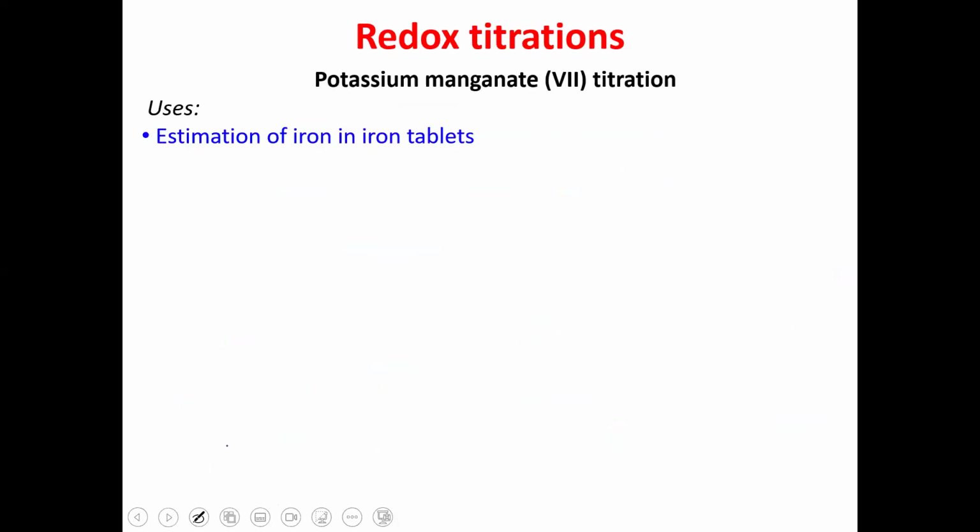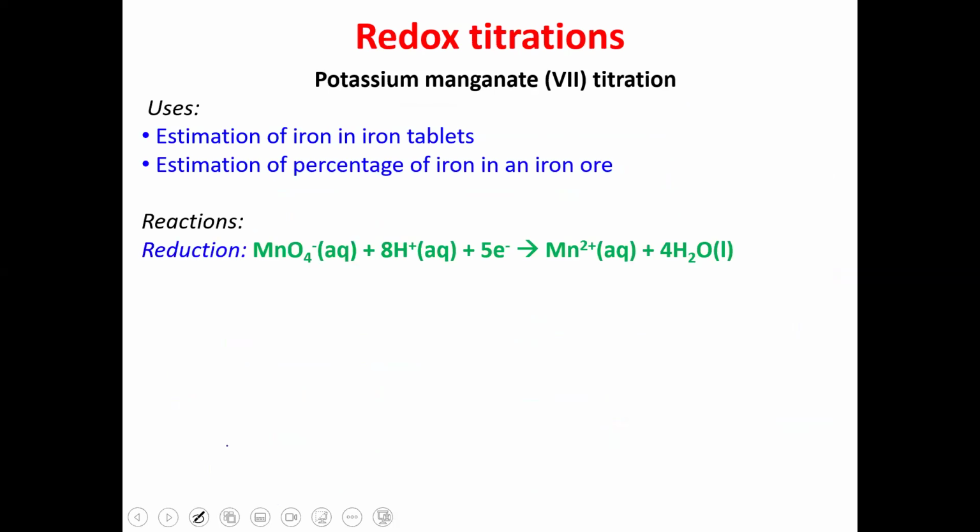Potassium manganate(VII), then you can use this titration to determine the amount of iron in an iron tablet. This is a syllabus example, but other things are also possible, like how much iron is there in a certain compound. Look at the reaction.